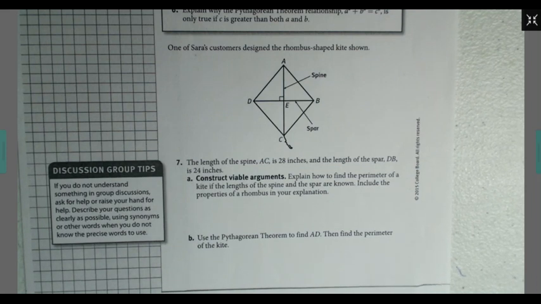A. Explain how to find the perimeter of a kite if the lengths of the spine and the spar are known. Include properties of a rhombus in your explanation. B. Use the Pythagorean theorem to find AD and then find the perimeter of the kite.